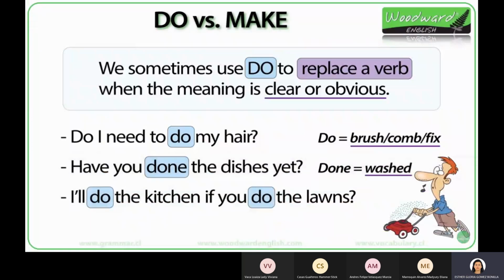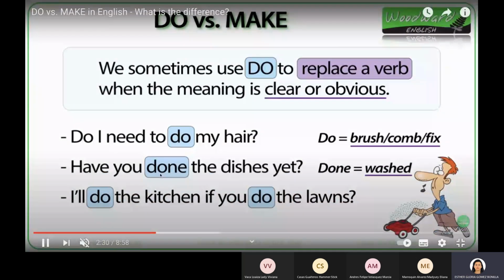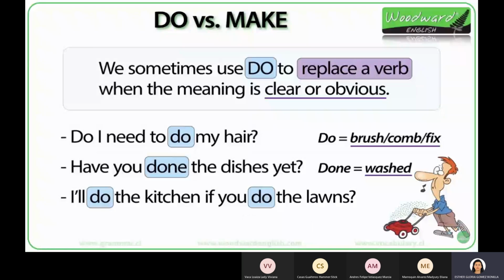And remember that here it is done because the question is in present perfect tense. Have you done? I'll do the kitchen if you do the lawns. So remember, do the kitchen refers to clean the kitchen. If you do the lawns, remember, do the lawns means to cut down the lawns, to mow the lawns, que es cortar el césped, do the lawns. So in these cases, you use do.